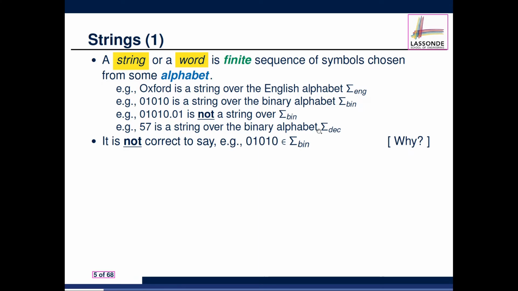Now, a very quick check. You got a question, right? I'm pretty sure. The last thing you mentioned, it says 57 is a string of the binary alphabet. Thank you. I'm going to change that. Decimal alphabet for sure. Thank you. Cool.